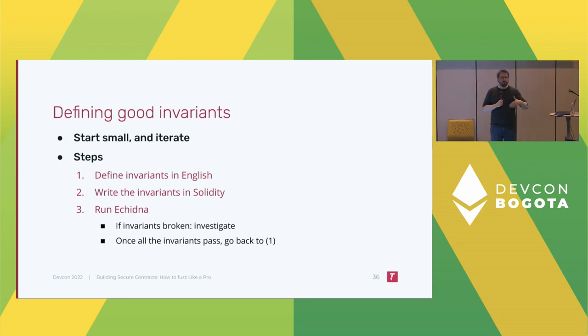Once you have 5 or 10 simple invariants, write them in Solidity and run the fuzzer on top of them. If the invariants are all holding, then you can go back to thinking about the invariants of the system and go deeper into the invariants themselves. If something is broken, then look at whether the invariant is incorrect or if there is an actual bug. And iterate, go over it again. In our experience, when we work with clients and ask them to do step one and define the invariants, they actually realize there are bugs. So it is already a very good thing to start thinking about that, even if you're not testing.